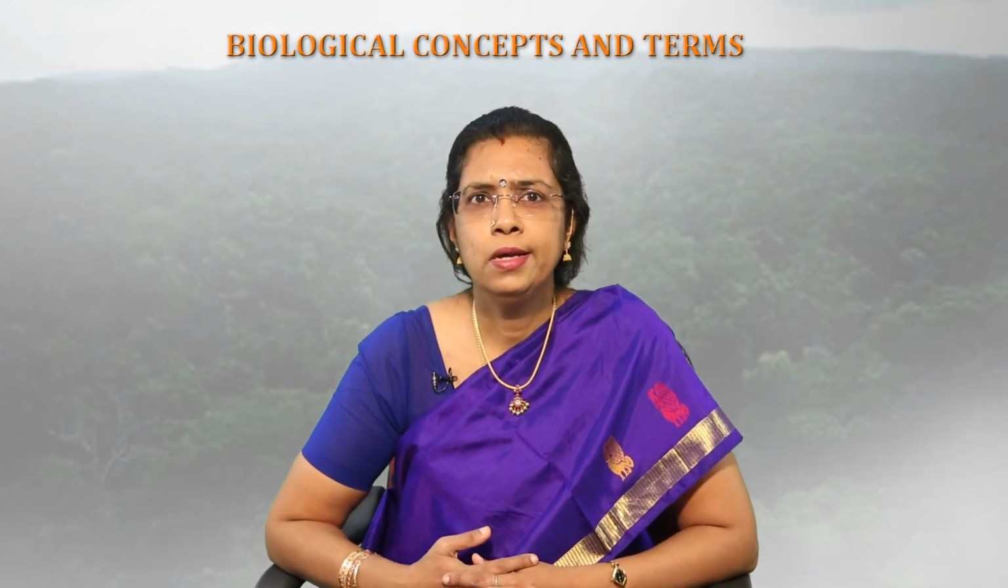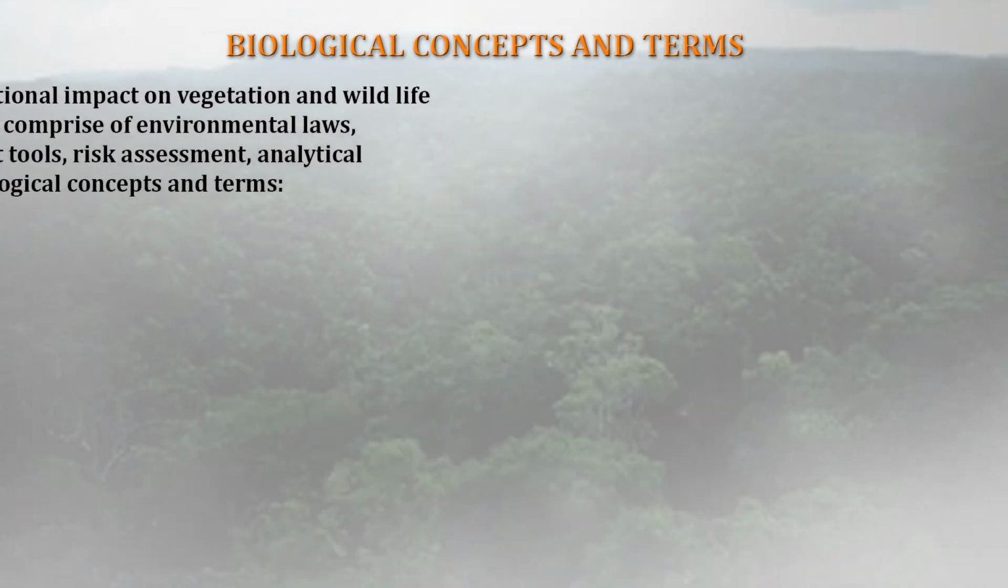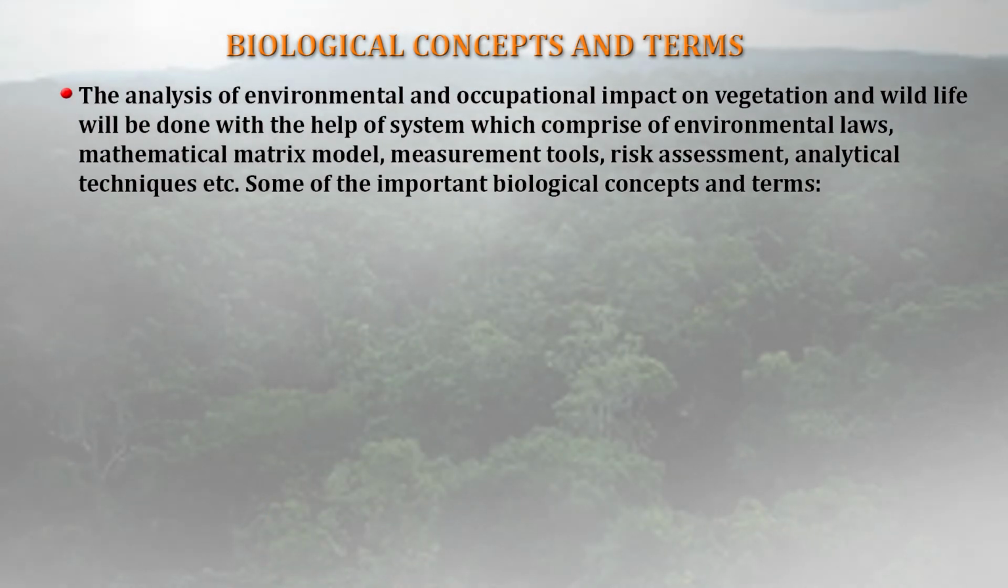Let us now see some biological concepts and terms which are useful for the study. The analysis of environmental and occupational impact on vegetation and wildlife will be done with the help of systems like environmental laws, mathematical matrix models, measurement tools, risk assessment, analytical techniques and so on. Some of the important biological concepts and terms.